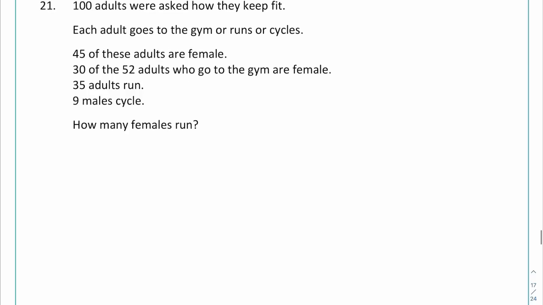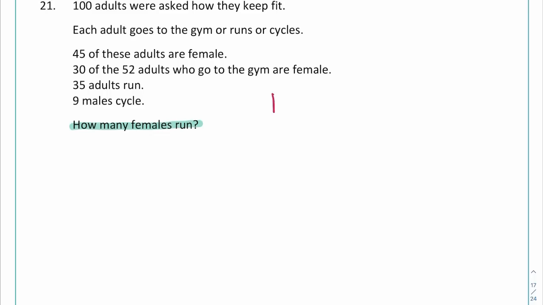On to question 21. Straight away, as soon as I see this question, I know that I can either draw a two-way table or a frequency tree to start organising all of this information, because I can already see that the final line says how many females run. And if you try and do this without a two-way table or a frequency tree, I don't know about you, but I tend to get lost by the third or fourth line.